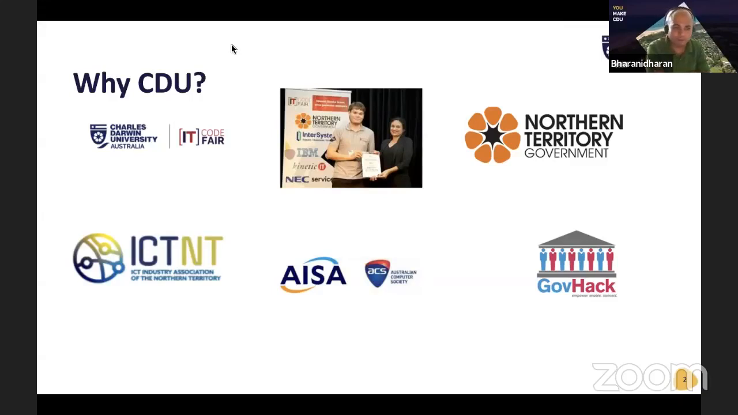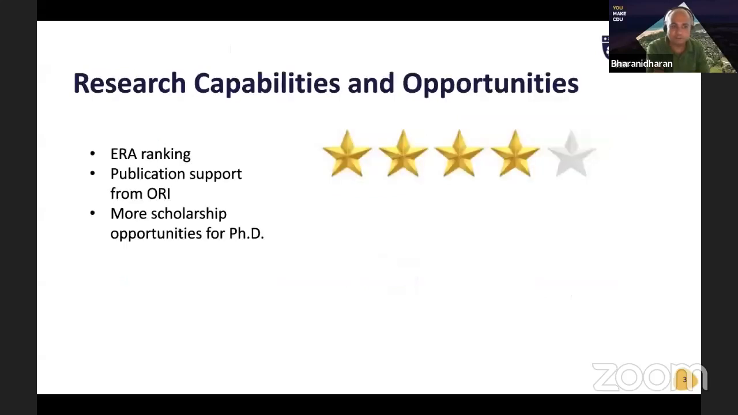Nikesh, next slide, please. In terms of research capabilities and opportunities, Excellence in Research for Australia provides rankings for all research output and research performance, and CDU is one of the universities that has a four-star ranking for all the IT programs. You get publication support from the Office of Research and Innovation, and we have more scholarship opportunities if you want to pursue a PhD after your master's.